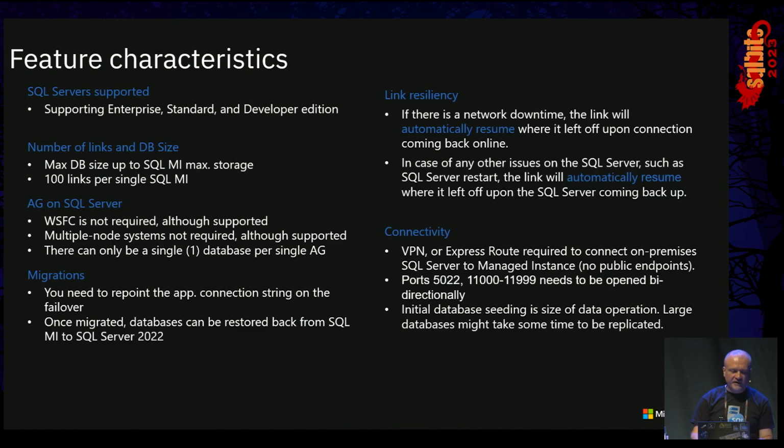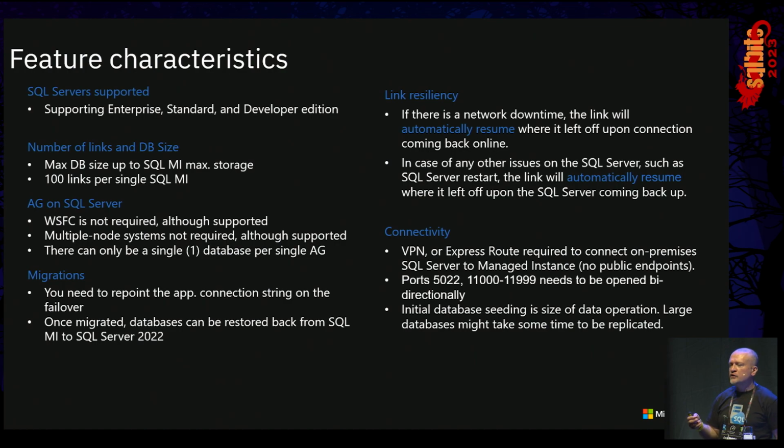Some of the feature characteristics that I'd like to point out: a lot of times we get asked how resilient the link is. So for example, if there's a loss of network connectivity, or maybe you're patching the server or doing something on the server, maybe rebooting, no problem at all. If there's a loss of network connectivity or you're rebooting the server, the replication will stop at that point, and as soon as the primary, your SQL Server, is back up, the replication will continue.